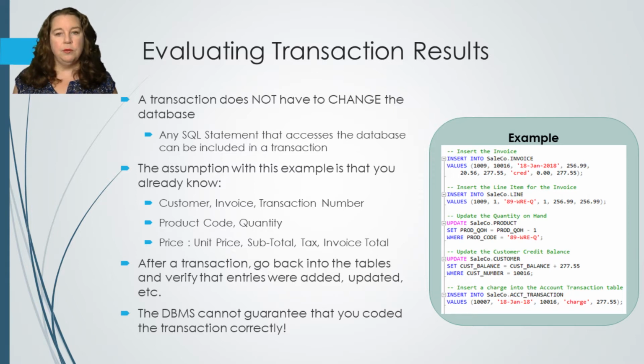We use that information to update the quantity on hand. This would be something similar to the trigger that was in your homework. Updating the quantity on hand to reduce the quantity on hand by 1, because he only bought 1 of the item. And that was the product code. So again, we would have gotten that somehow in a select statement. We're going to update their credit balance. So we're going to go back to the customer table, and we're going to update the customer balance by adding the $277.55 to their current balance.